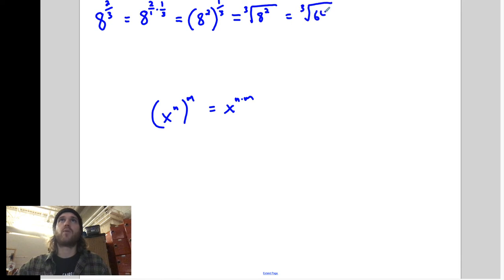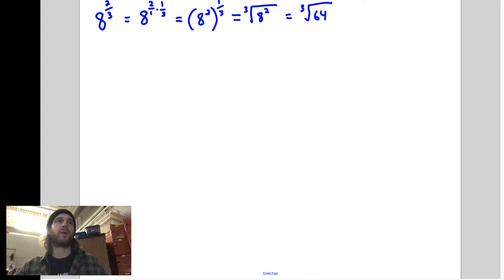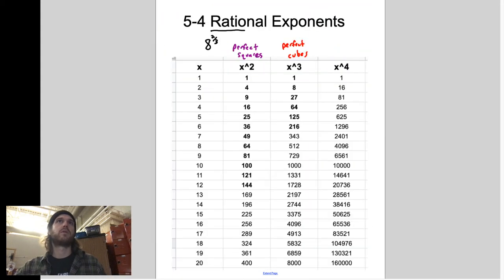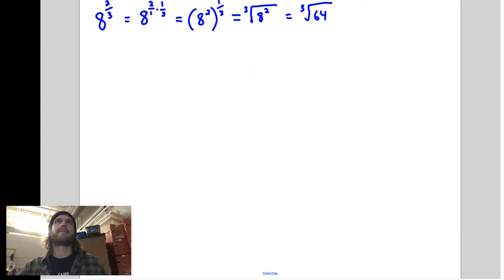And then we have a second question. We start on the inside and work our way outside. What number multiplied 3 times is 64? We go back to our chart. Multiplied 3 times is 64. That number is 4. Okay, so great. We got our answer. This is fantastic. Great job.